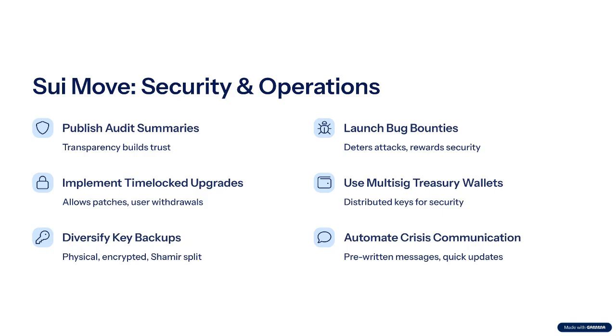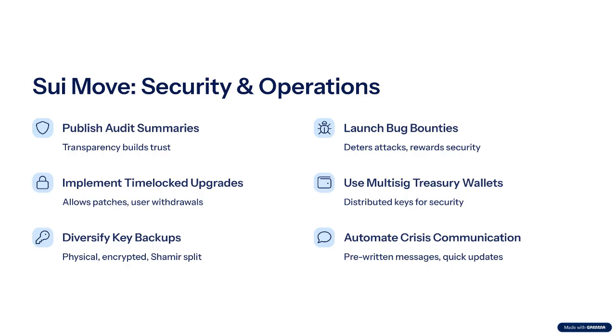Technology is half the story. Ops is the other. Publish your audit or at least a summary so users know you take risks seriously. Kick off a bug bounty. Even $5,000 rewards scare away cheap black hat attempts. Decide how you'll hit the kill switch.